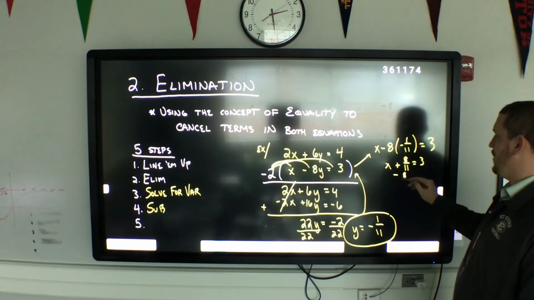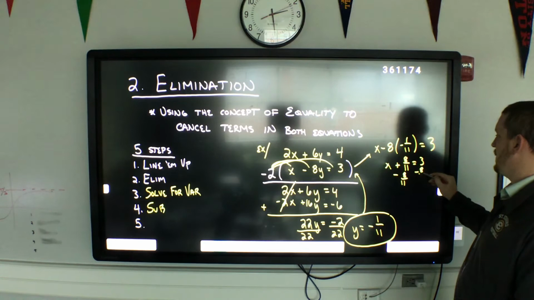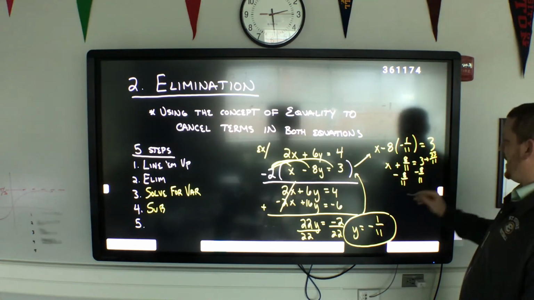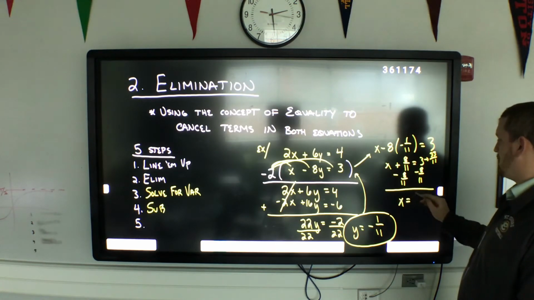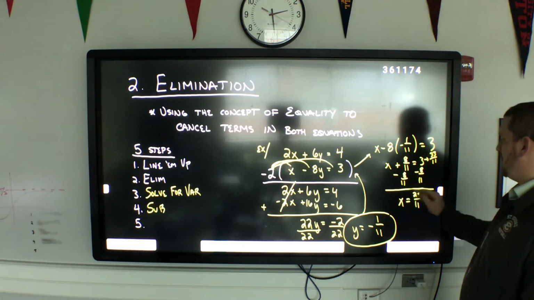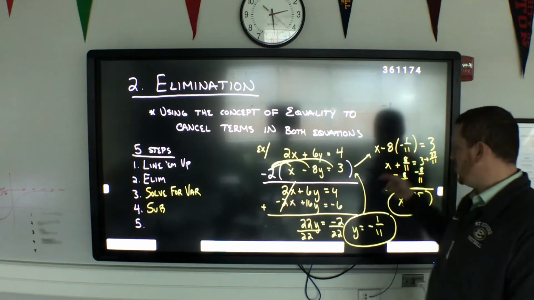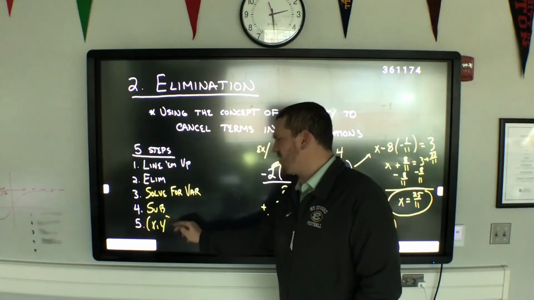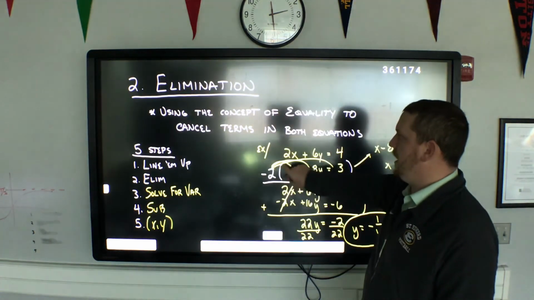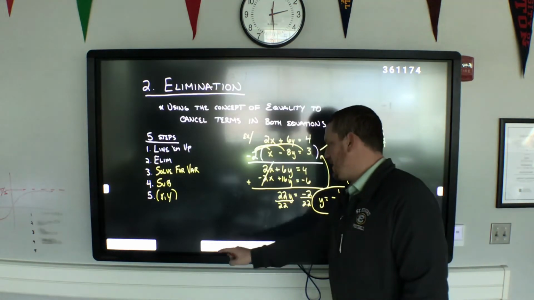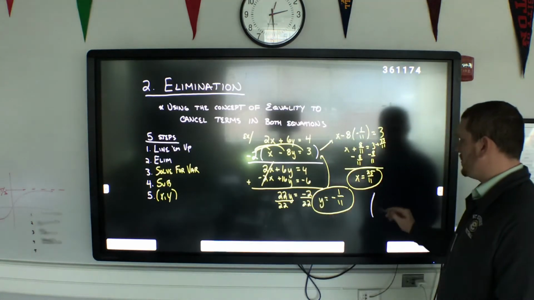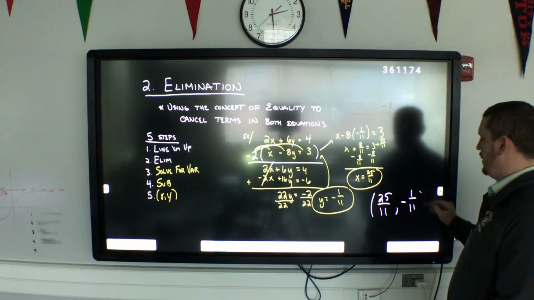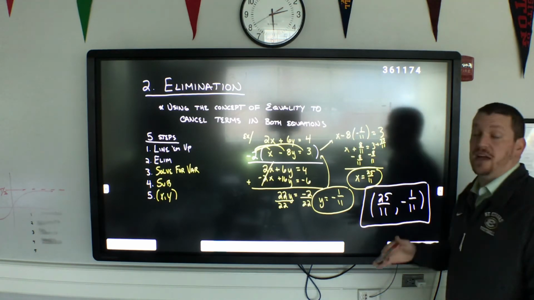When you subtract 8 over 11 from both sides, remember 3 is 33 over 11, so 33 minus 8 is 25, so x is equal to 25 over 11. Once you've substituted it and solved for your other variable, just like the last one, we want our answer as a coordinate in x comma y. Okay, so we can take this and create a coordinate with it that is 25 over 11, comma, negative 1 over 11.